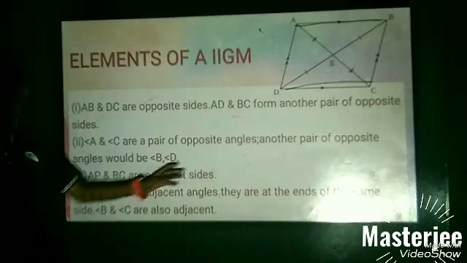Angle A and angle C are the opposite angles, and another pair of opposite angles would be angle B and angle B. AB and BC are the adjacent sides, and angle A and angle B are the adjacent angles. They end at the same side, and angle B and C are also adjacent.